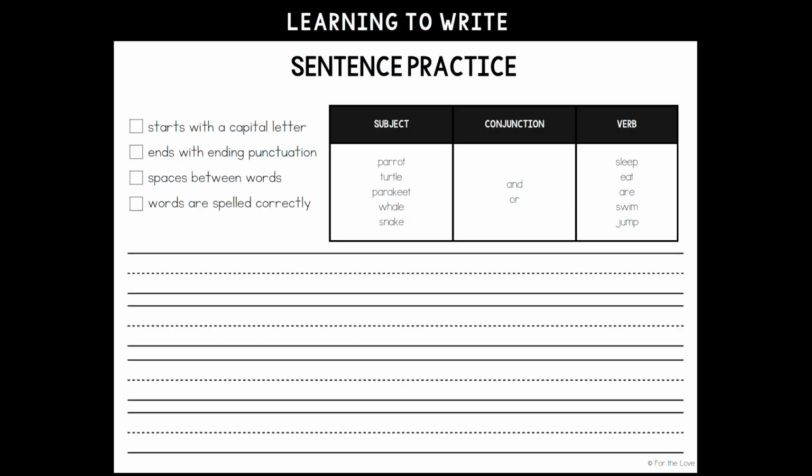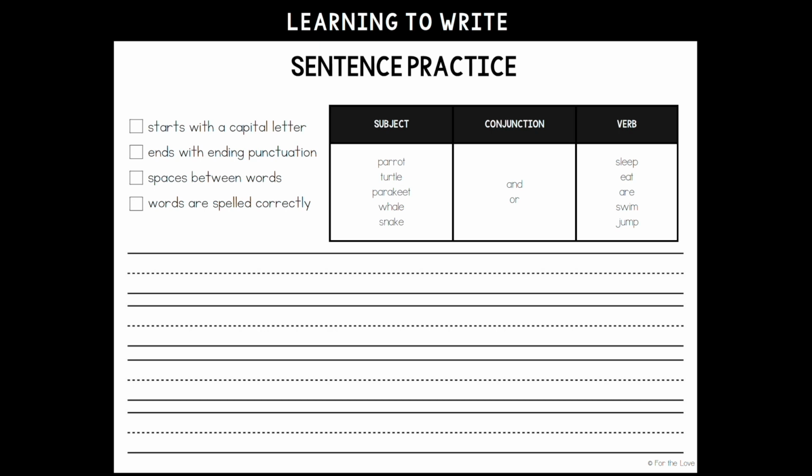Once students have completed the chart, they are going to practice using conjunctions to combine subjects. So they're going to use and, or. Notice that I have only given the subject and verbs. Students can add more.